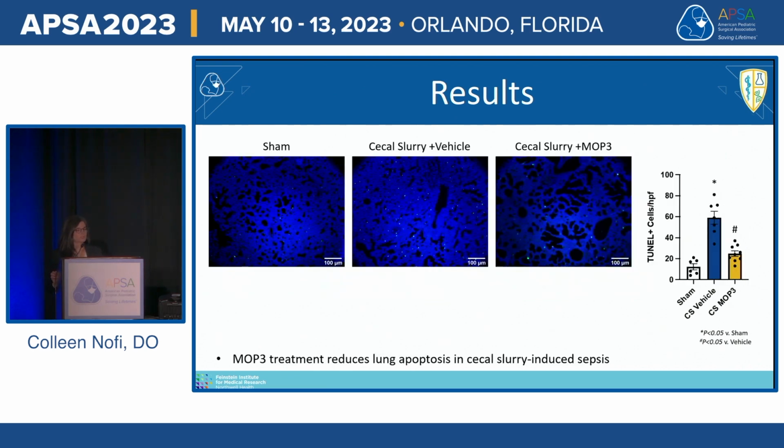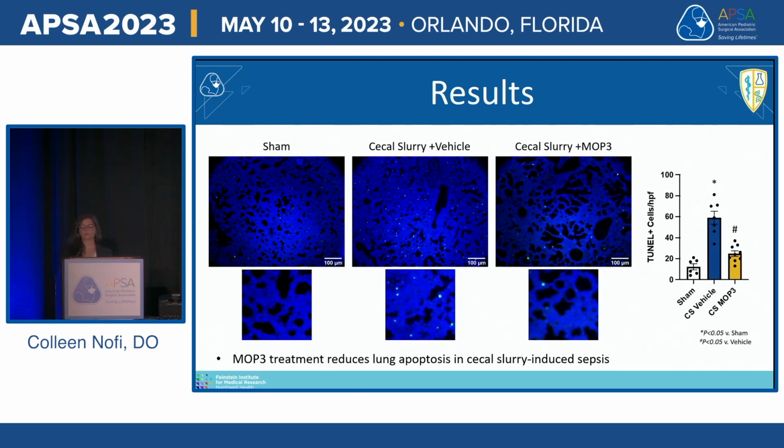We also looked at degree of apoptosis in these lungs by performing TUNEL staining. In the enlarged images, you can better appreciate the degree of apoptosis indicated by green fluorescence, which is significantly reduced in MOP3 treated mice compared to vehicle after cecal slurry. When we quantified the number of TUNEL positive cells in the lungs, we further confirmed a significant reduction in apoptosis with MOP3 treatment compared to vehicle after cecal slurry.